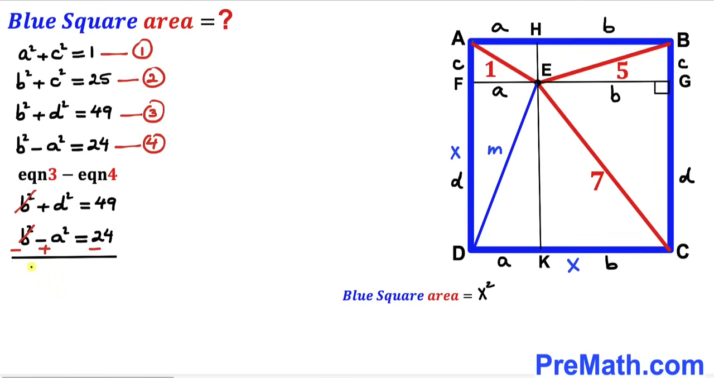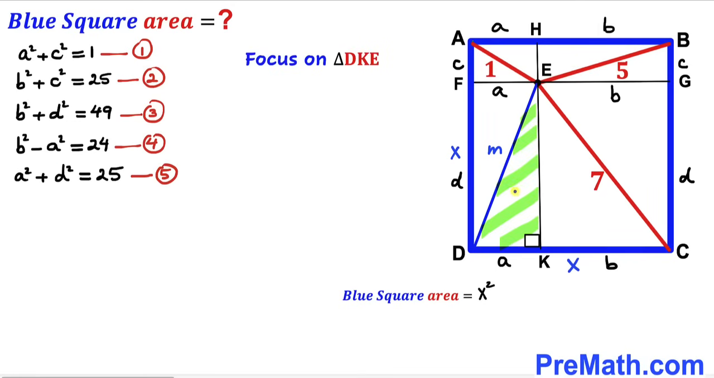So therefore on the left hand side we end up with a square plus d square equal to 49 minus 24, which gives us 25. And I'm going to label this one as equation number 5. And now we are going to focus on this right triangle KDE. We can see this segment KE length equals this segment FD length, which is lowercase d. So this side length has got to be lowercase d as well.